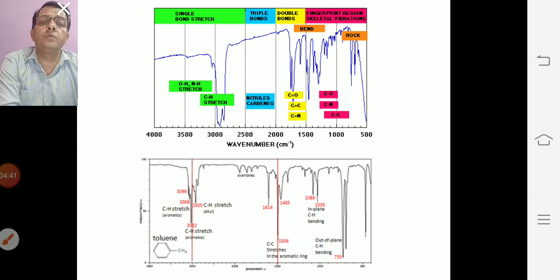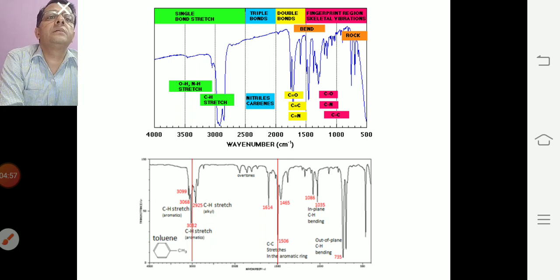But above 1500 to 4000 per centimeter, this region is called the diagnostic region, where so many bonds absorb, and these include some double bonds, triple bonds and some other bonds also. Double bonds absorb around 1500 to 2000, that is C=O, C=C and C=N.